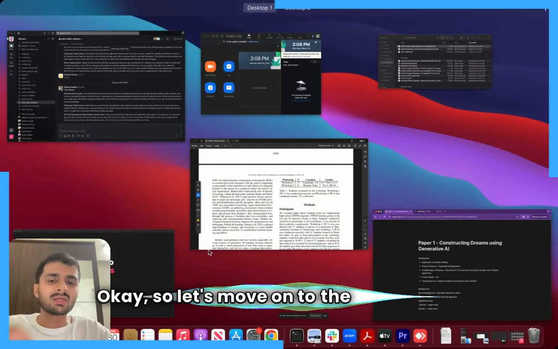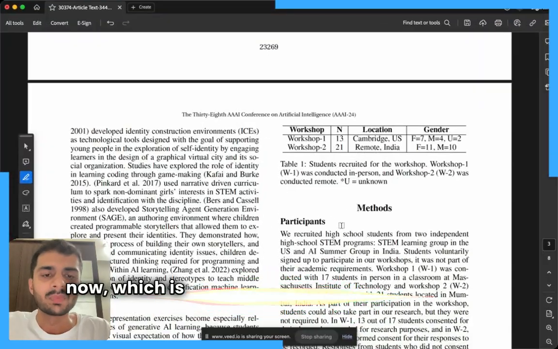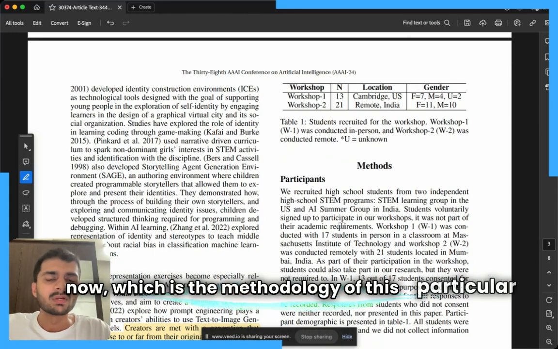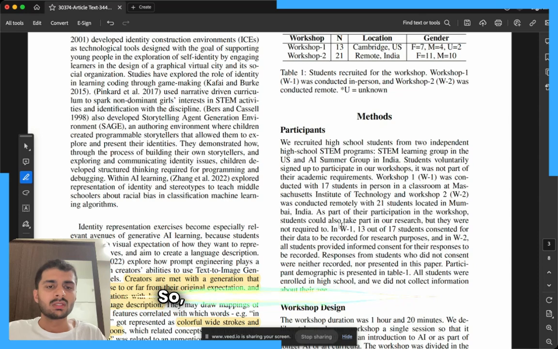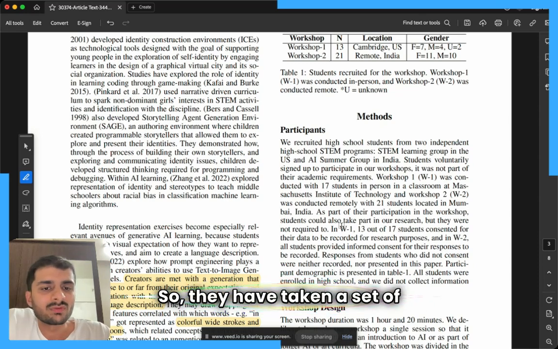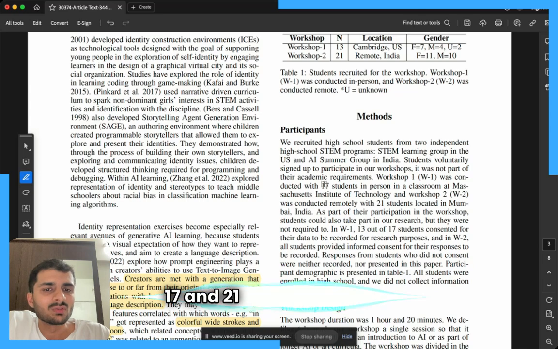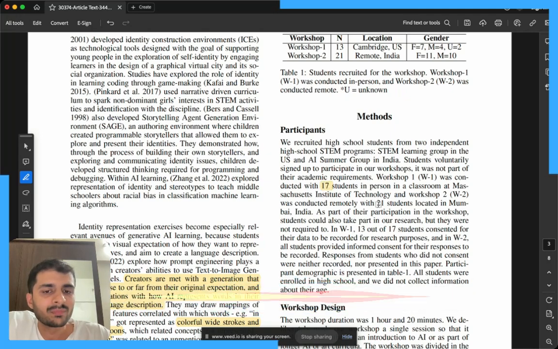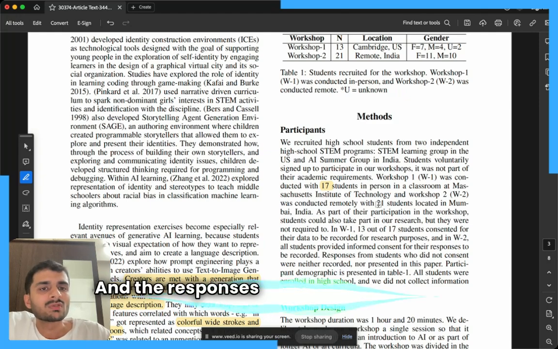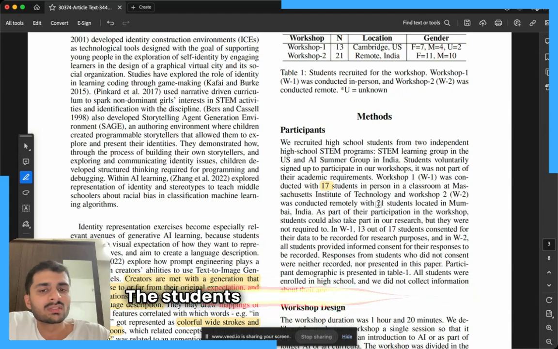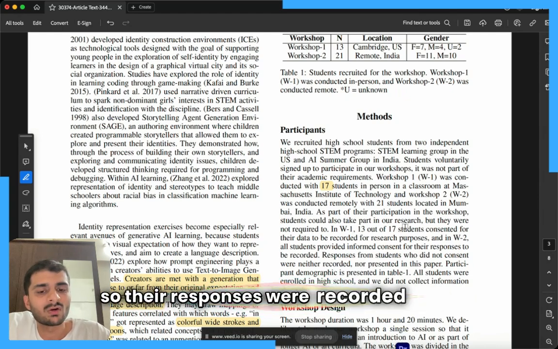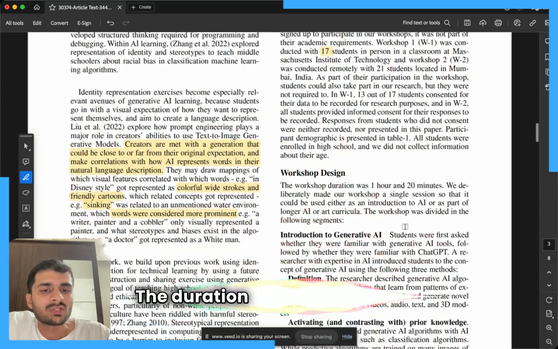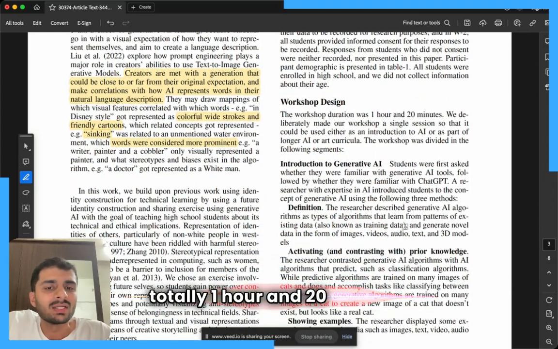Okay, so let's move on to the next section now, which is the methodology of this particular study. They have taken a set of 17 and 21 students in total. The 17 students were from MIT in the US, the 21 students were from Mumbai, India. And the responses of these students were recorded. The students from India used the applications in an online mode, so their responses were recorded online. The duration was designed to be totally 1 hour and 20 minutes.